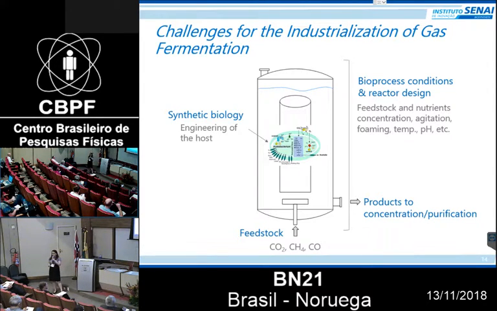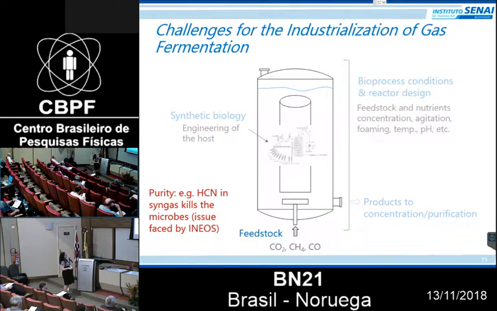This is a great opportunity, but obviously there are many challenges, and I brought here some of them just very quickly to show you. This is a bioreactor. That's a reactor where the biotransformation occurs. You have to feed it with the feedstock: carbon dioxide, methane, CO. You have to use a microorganism. You have to set bioprocess conditions and reactor design, and then you have to do the downstream. In each of these steps, you have some challenges.